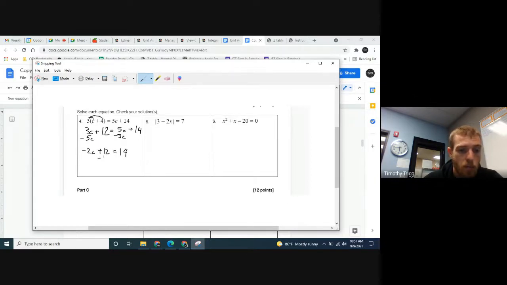Next, we would subtract 12 from both sides. So that'll give you negative 2c equals 14 minus 12 is 2. Divide both sides by negative 2 to get c by itself. C equals negative 1. Okay. Now, when you're showing your work, you don't have to show everything, but I would show at least a few steps. So maybe show this, and then show this, and then show this, and then show this. Okay.